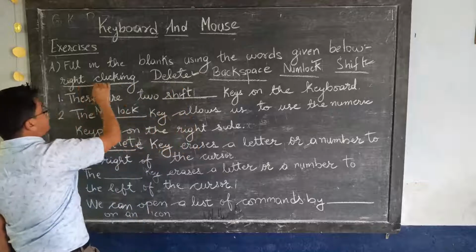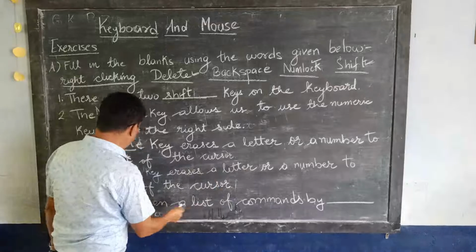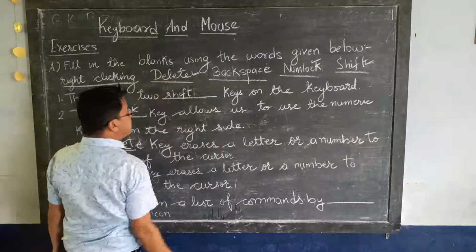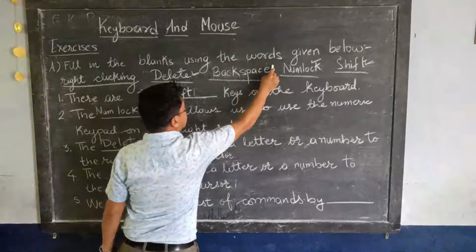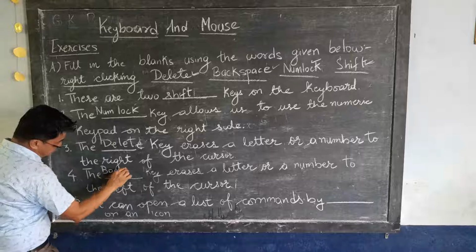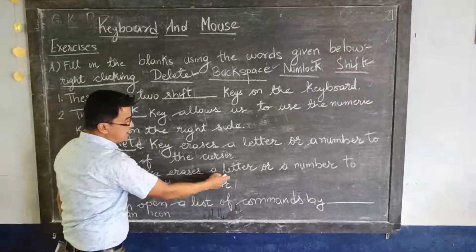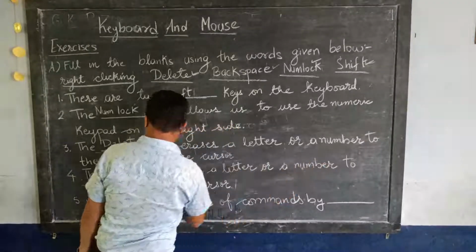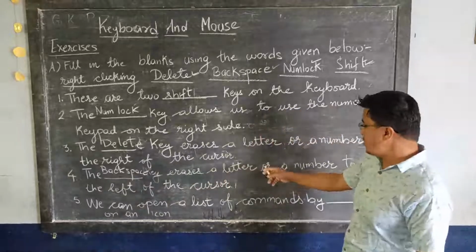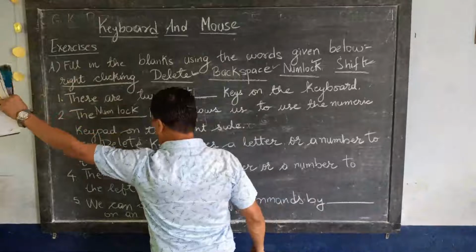Now remaining is right clicking and backspace. The dash key erases a letter or number to the left of the cursor. Which key? Is it right clicking key or backspace? The answer is backspace. B-A-C-K, back, S-P-A-C-E, space key erases a letter or a number to the left of the cursor. This is my left hand, to the left of the cursor.